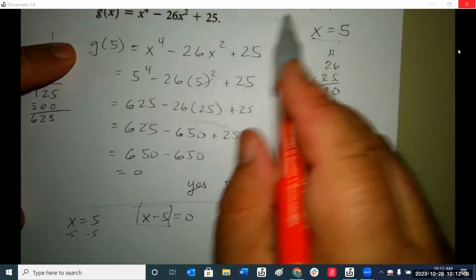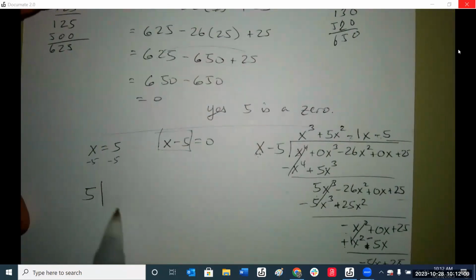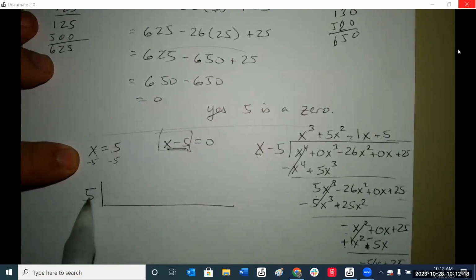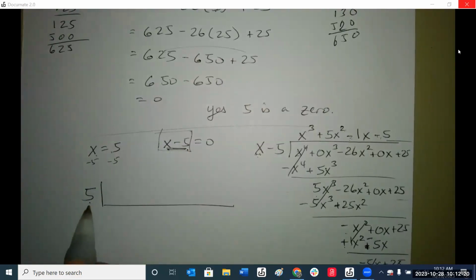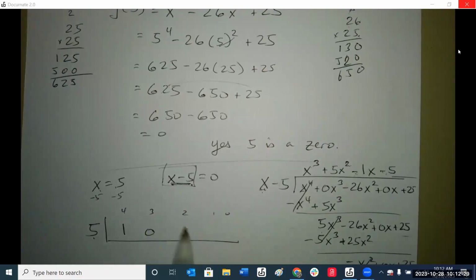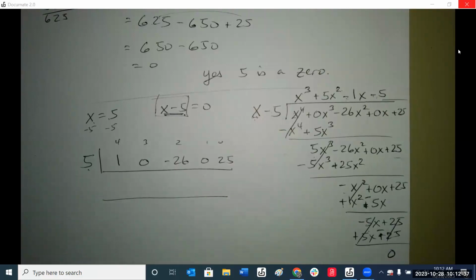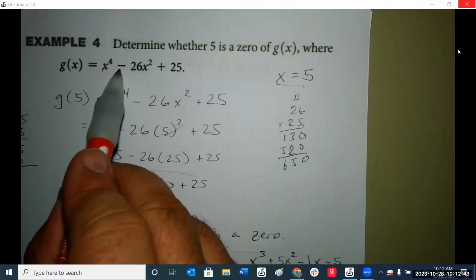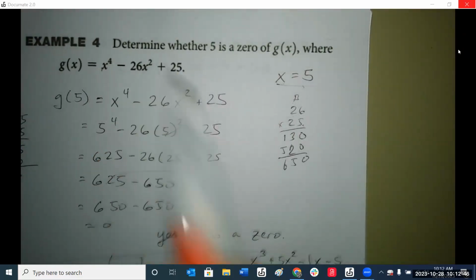Or since he gave us the 0, we could have done synthetic division. Since it gave us a 0, we could put it in that term so it satisfies the condition. So we put a 5 here. So this is x to the 4, 3, 2, 1, 0. So the coefficients. Yeah, there's 1 x to the 4th. There's no x cubed. Negative 26 x squared. No x. That's what that says.